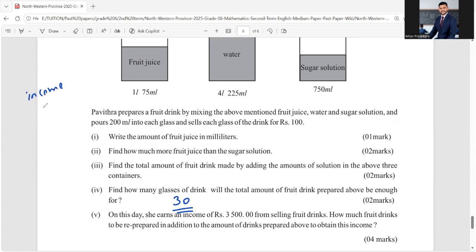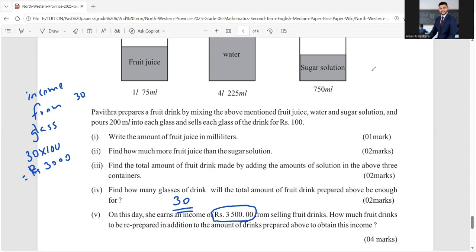Income from 30 glasses. She made 30 glasses. So 30 glasses, that means 30 into 100. That means 3,000 rupees. She made 3,000 rupees with this amount. But they say on this particular day, she made 3,500 rupees.